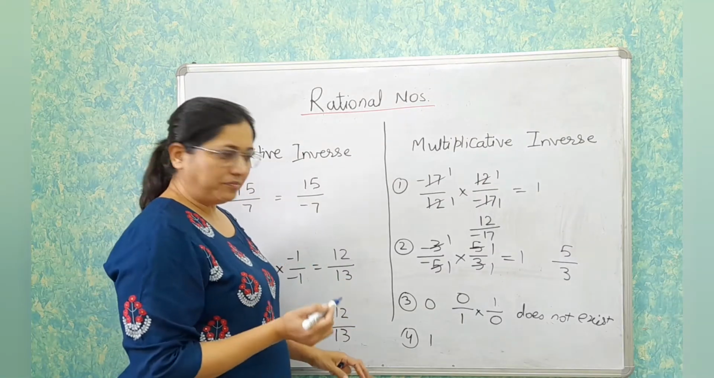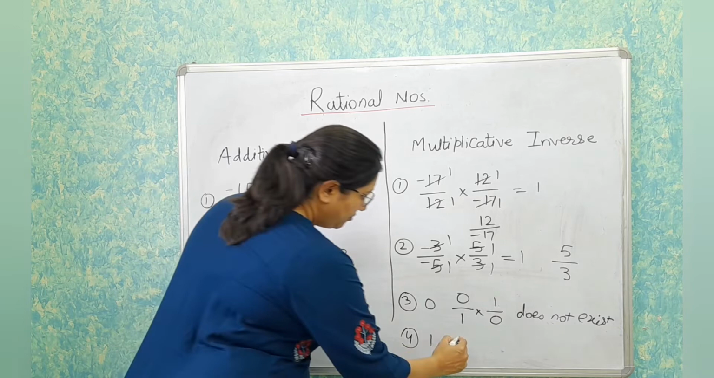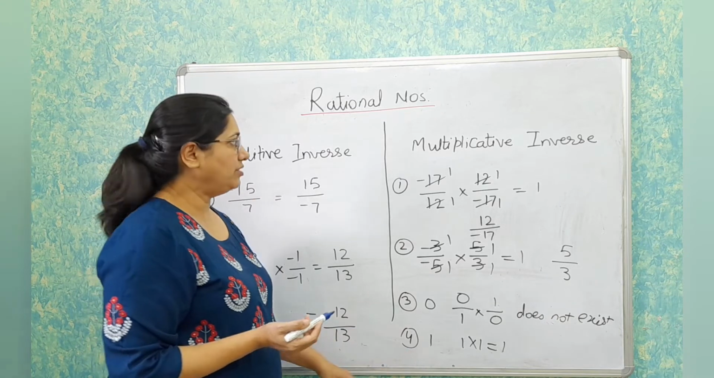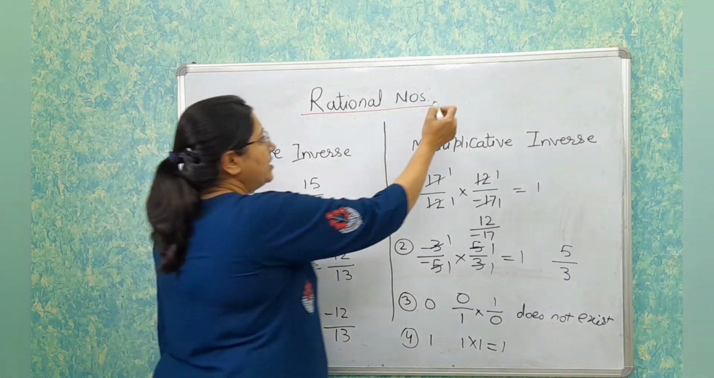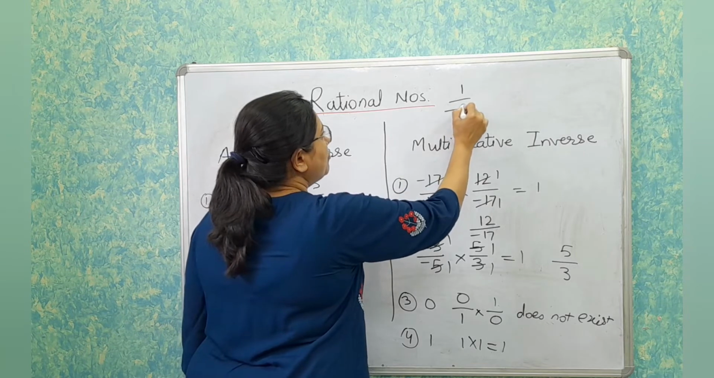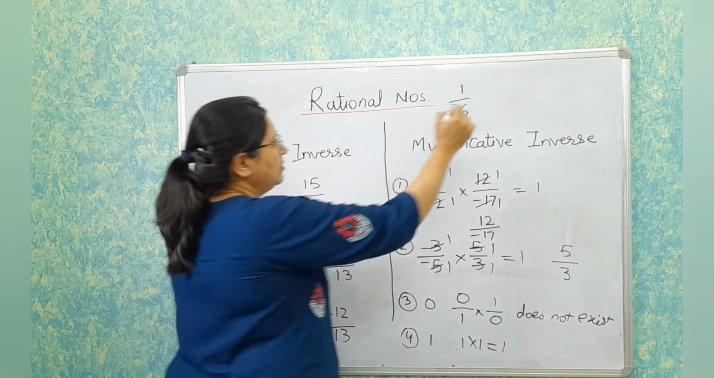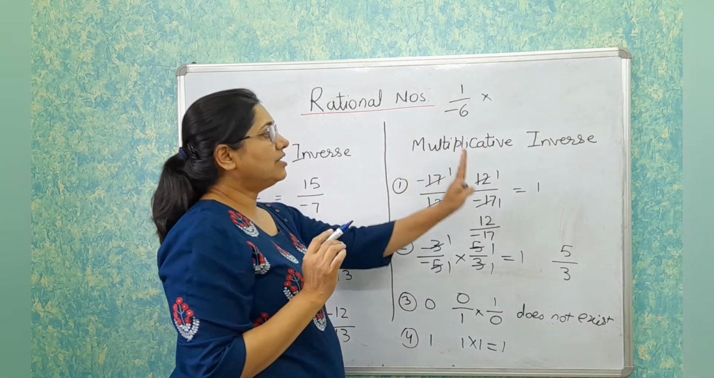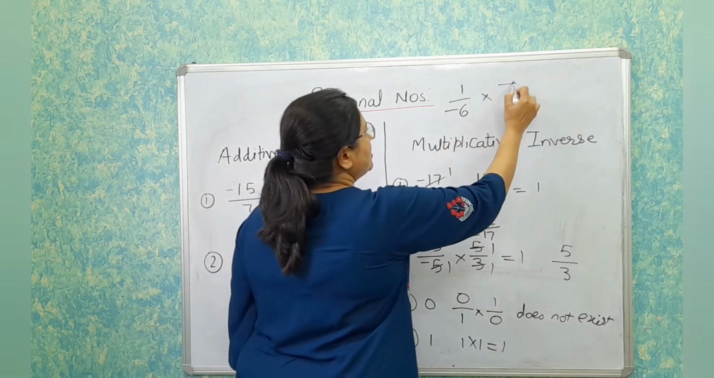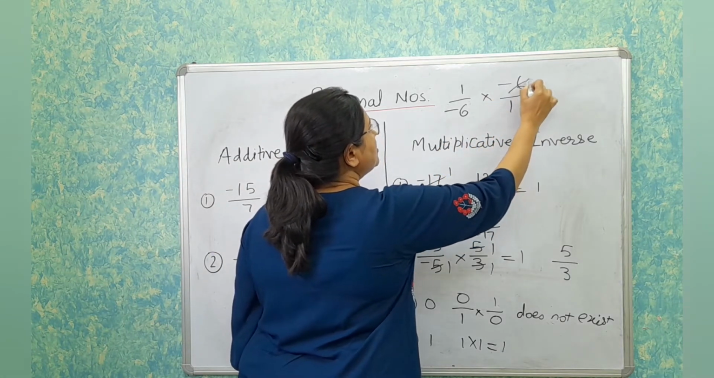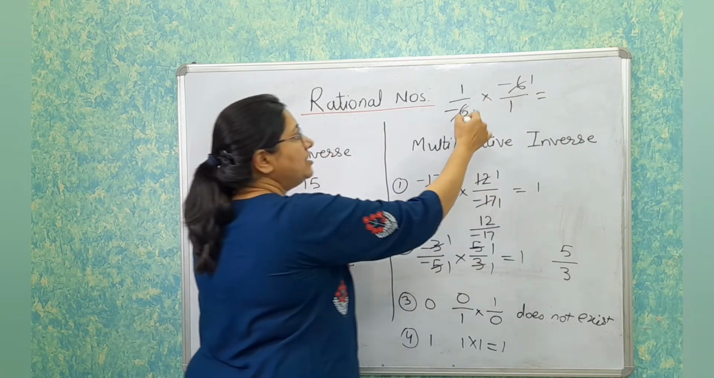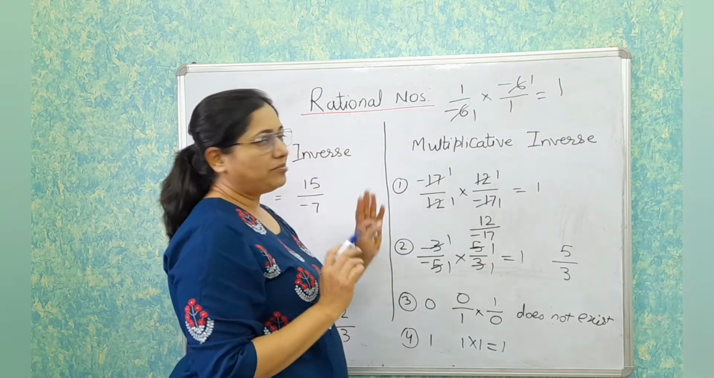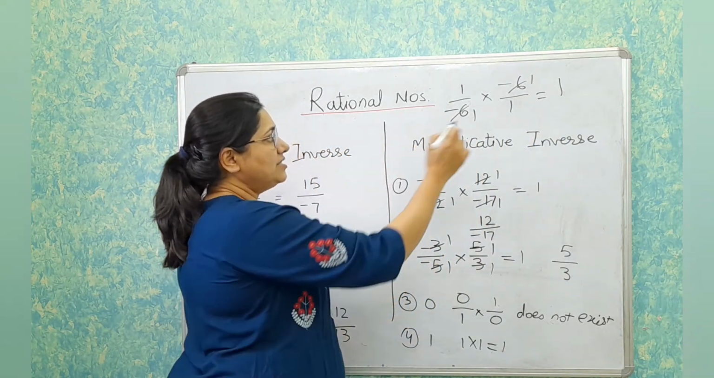Now we have to find the multiplicative inverse of 1, and you know that if I multiply 1 with 1, I will get 1. So multiplicative inverse of 1 is 1 only. Take one more example. If I ask you to write multiplicative inverse of 1 upon minus 6, again I have to multiply 1 upon minus 6 with a number so that the answer would be 1. So I can say minus 6 upon 1. Then only 6 ones are 6, 6 ones are 6, and these two negative signs will cancel each other and our answer will be 1. So the multiplicative inverse of 1 upon minus 6 is minus 6.